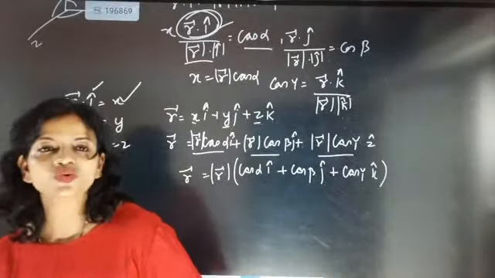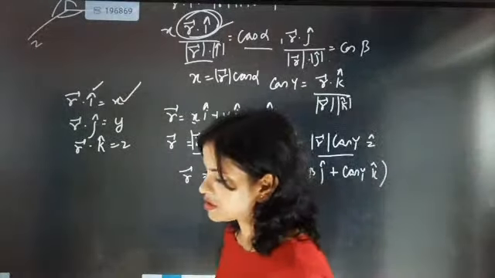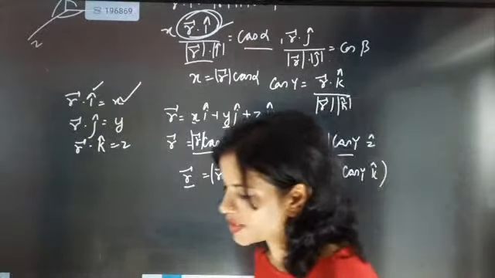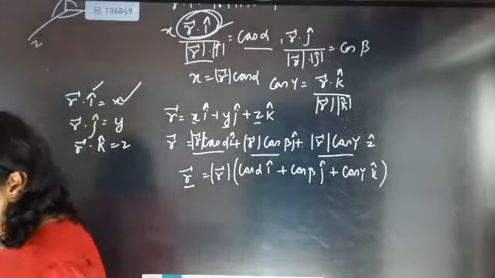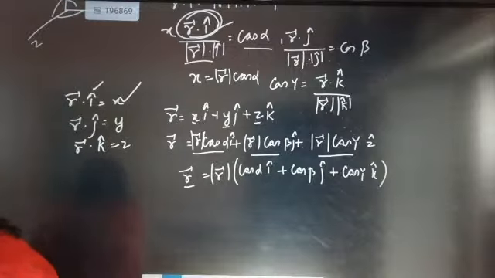Now I am just going to square it. The moment I square it, the vector magnitude also I can take. Do you understand this point or not?